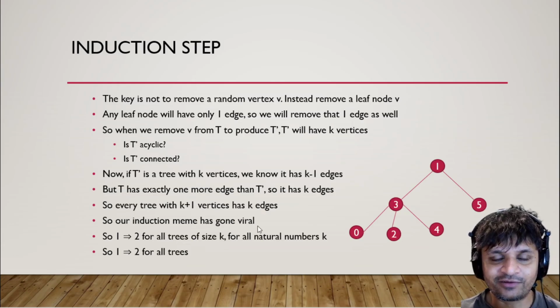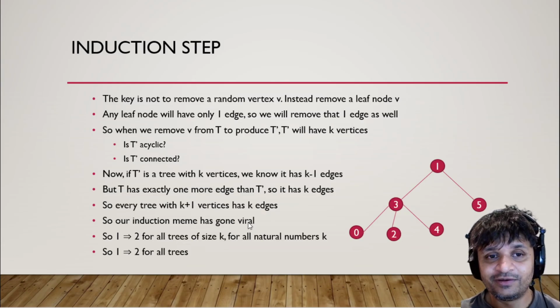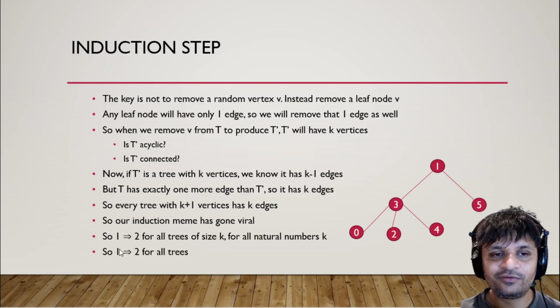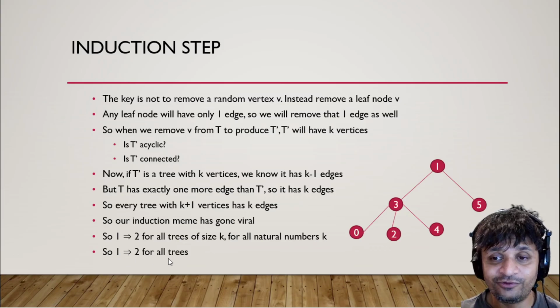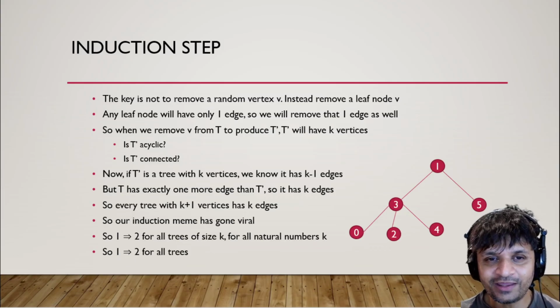So that means our induction meme has gone viral. I've successfully used the induction step to say that if the truth applies to item k, then it applies to item k plus 1. So that means 1 implies 2 for all trees of size k for all natural numbers k. Or a simpler way to say it is that 1 implies 2 for all trees. So I hope you're getting the hang of this induction thing a little bit.